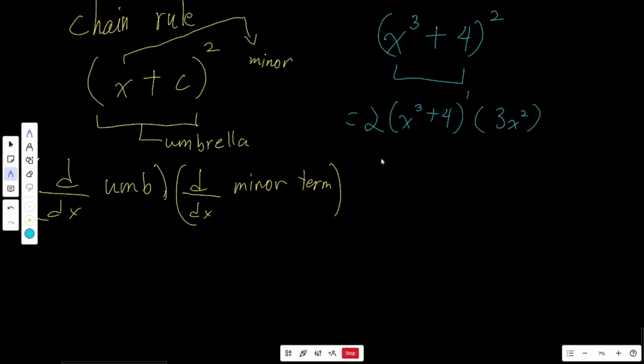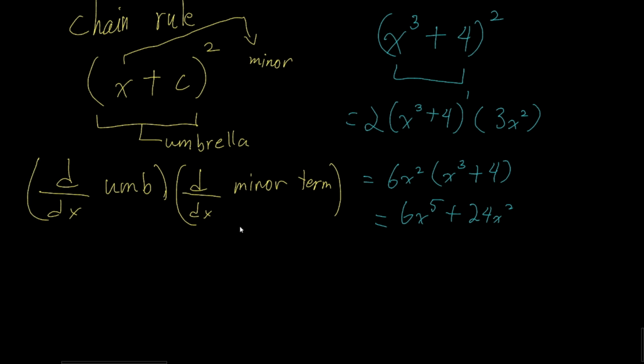We can simplify this. We can get 6x squared times x cubed plus 4, which we can further simplify to 6x to the 5th plus 4 plus 24 rather, x squared. And that is our final derivative using the chain rule. Now, these rules are how to derive the formulas for the slope given a function.